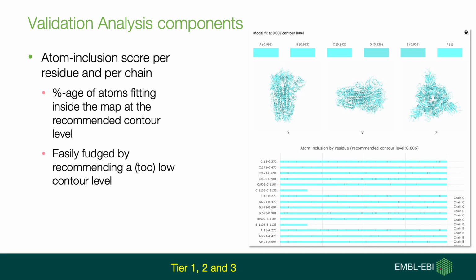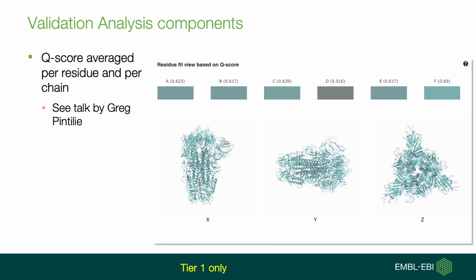Atom inclusion is included also in all 3 tiers, so it's not so useful because it can be fudged by selecting your contour level a bit lower than you might normally do. So what this does is the percentage of atoms per residue or per chain that fits inside the map given the recommended contour level. Now a newer and better method probably is the Q-score, and there will be a talk by Greg Pintilie in this session, so I won't go into any of the details. For the moment that's only in tier 1, so that's all experimental.